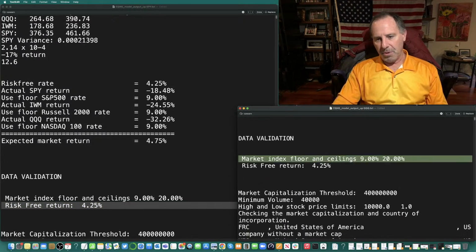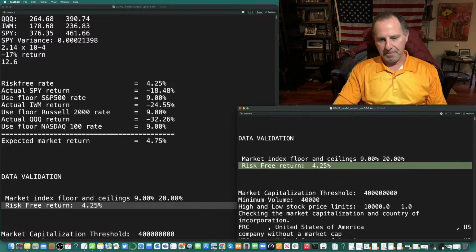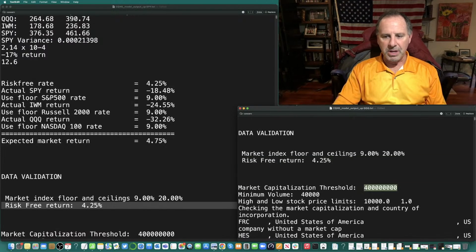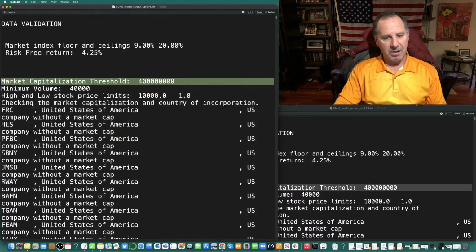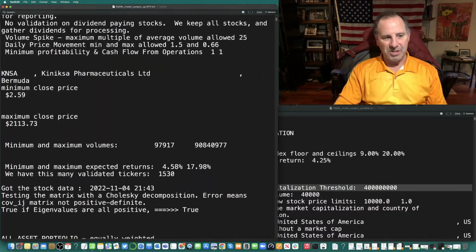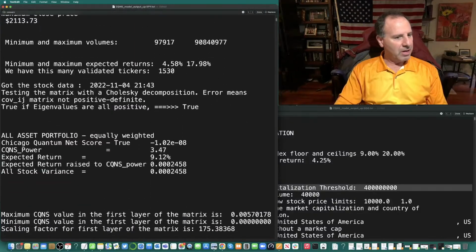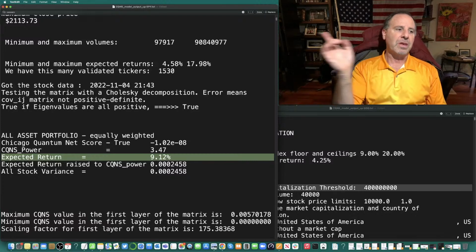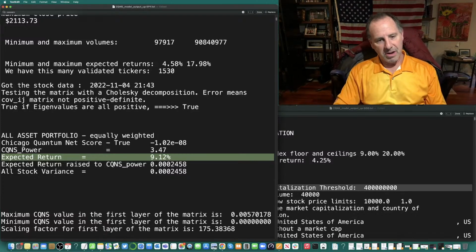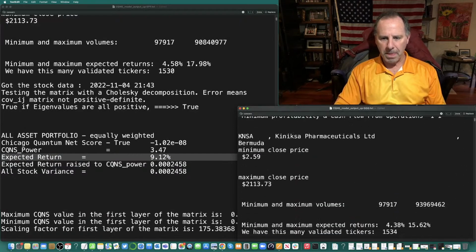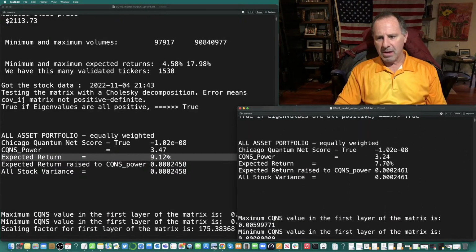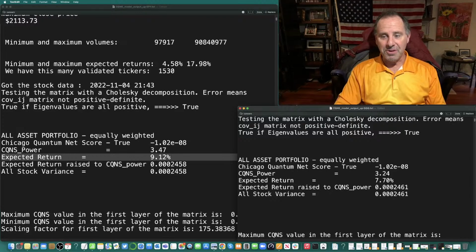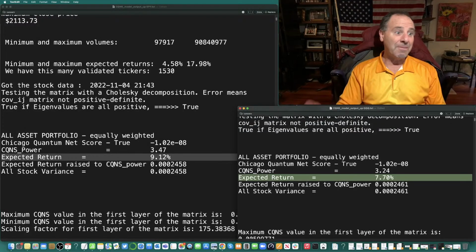9% market floor, 4.25% risk-free. $400 million market cap of any individual stock. We get a bunch of dogs there. I don't like it. But when you look at it, the expected return if you use the S&P 500 is 9.12%. The expected return if you use the QQQ, 7.7%.